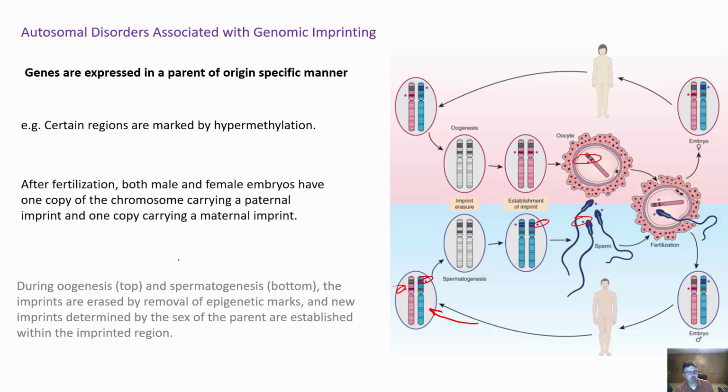So anyway, after fertilization, both male and female embryos have one copy of the chromosome carrying a paternal imprint and one copy that carries a maternal imprint. So this one is imprinted. And when I say it's imprinted, that means it's hypermethylated. It's turned off so that the paternal chromosome will take over. And like I said over here, when that's hypermethylated, when it's imprinted, that will be turned off. So the maternal chromosome will have to take over. Notice that during oogenesis and spermatogenesis, the imprints are erased by removal of the markers, and then you'll get those new imprints with the sex of the parent established as they're passed down.